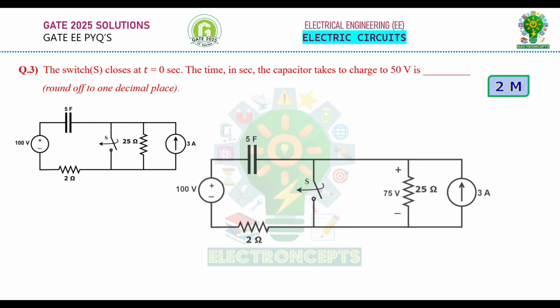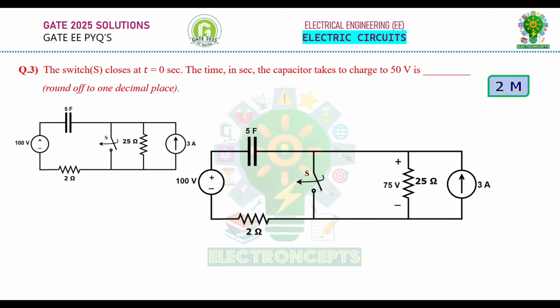Let us start with the initial value. If you observe carefully, before the switch is closed, the circuit is at steady state. We know that at steady state, the current flowing through the capacitor is 0. Therefore, current from the 3 amp source flows only through the 25 ohm resistor. From Ohm's law, voltage across the 25 ohm resistor is equal to 3 amps multiplied with 25 ohms, which is equal to 75 volts. The initial voltage across the capacitor is equal to 100 volts minus 75 volts, which is equal to 25 volts.